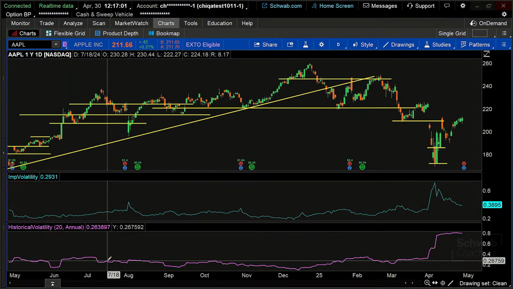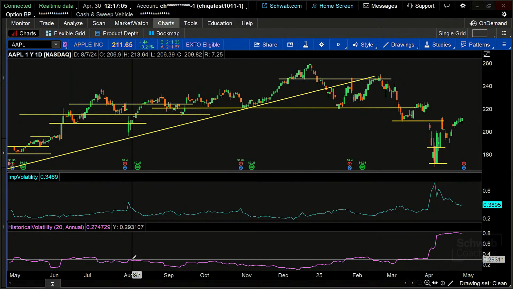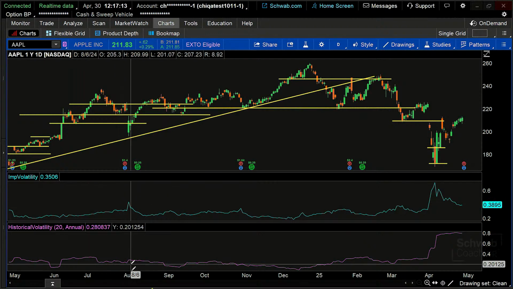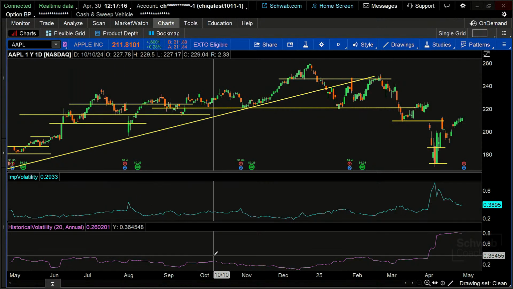And oftentimes, if not most of the time, historical volatility is a little bit less than implied volatility. The market tends to overprice expected moves. So don't spend a lot of time trying to correlate these two, or saying that because implied volatility is high, that those options are overpriced. They're generally always overpriced.